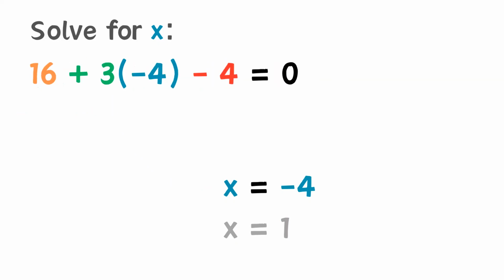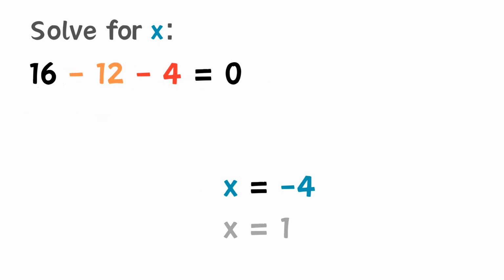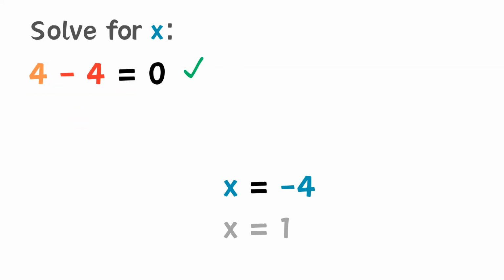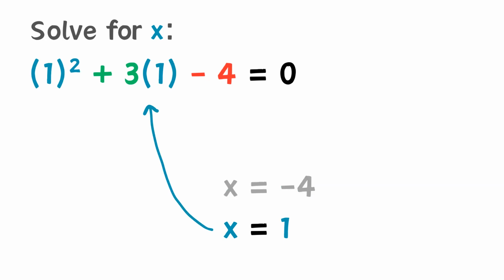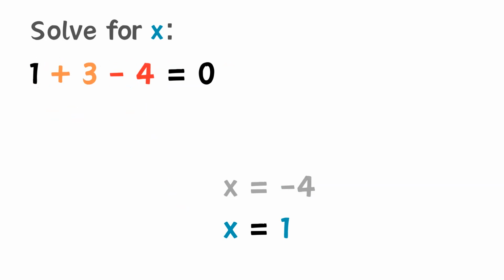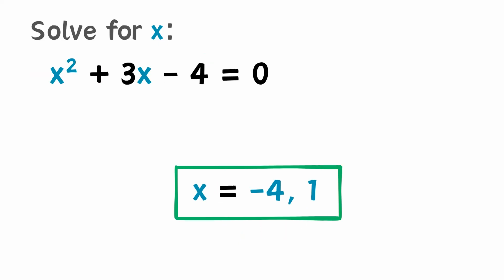-4 squared is 16, 3 times -4 is -12, 16 minus 12 is 4, and 4 minus 4 is 0, so -4 is correct. And what about 1? 1 squared is 1, plus 3 times 1 is 4, 4 minus 4 is 0. So both of these answers work.